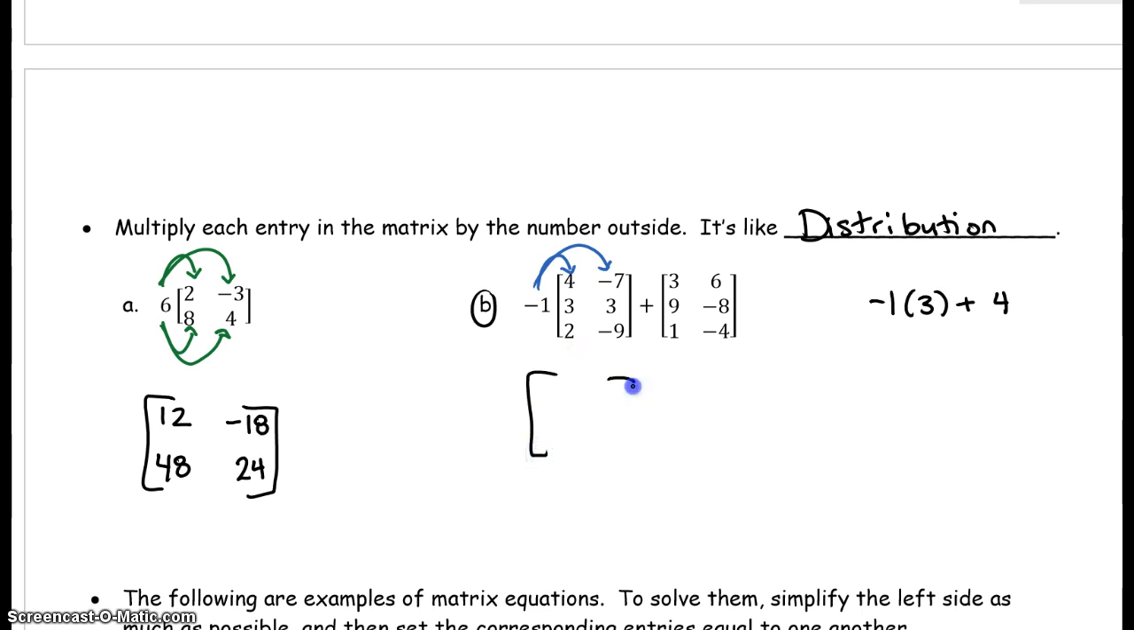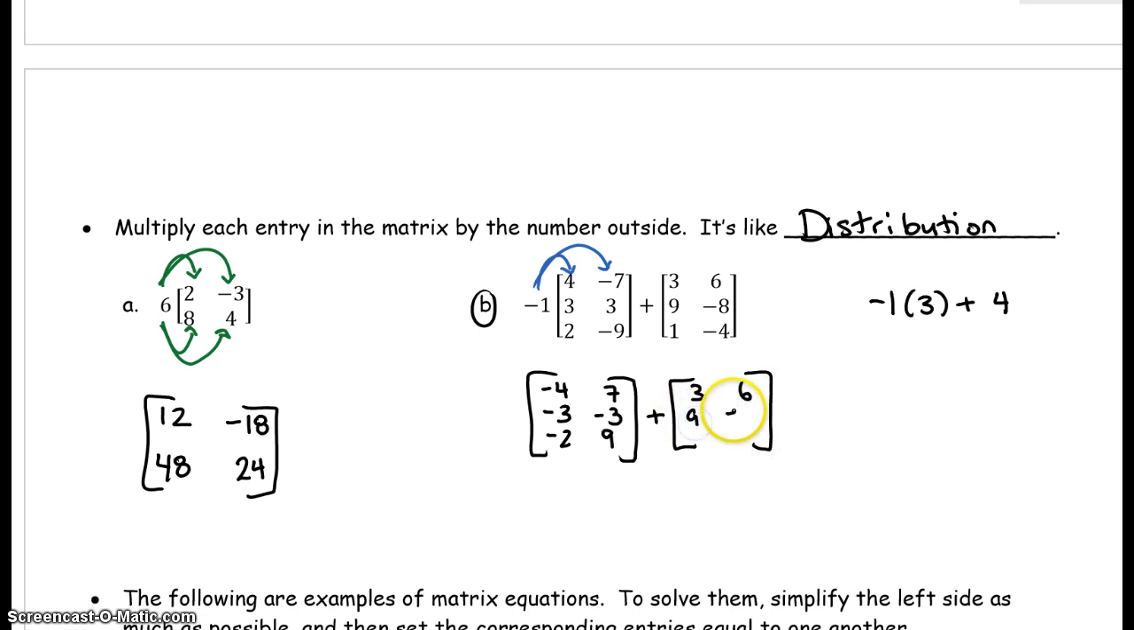And when we do that, we get -1 times 4 is -4. -1 times -7 is +7. -1 times 3 is -3. -1 times 3 is -3. -1 times 2 is -2. -1 times -9 is 9. And then we go ahead and add that to the next matrice.